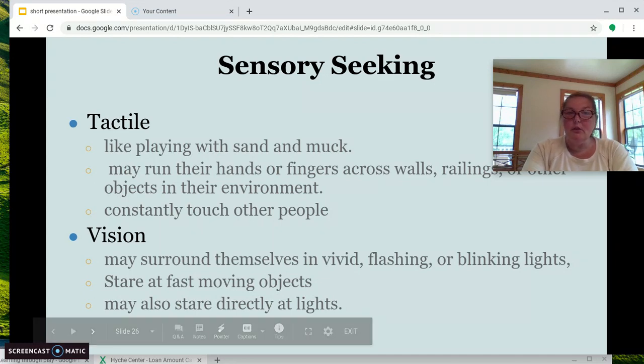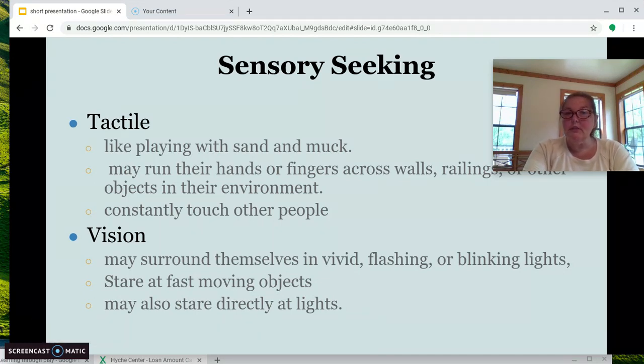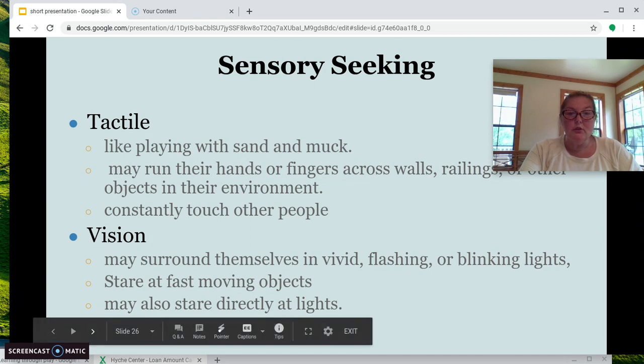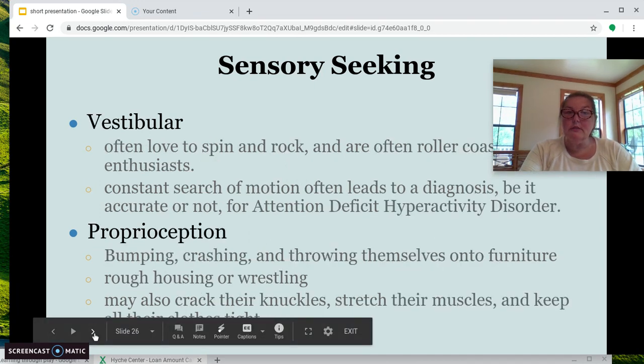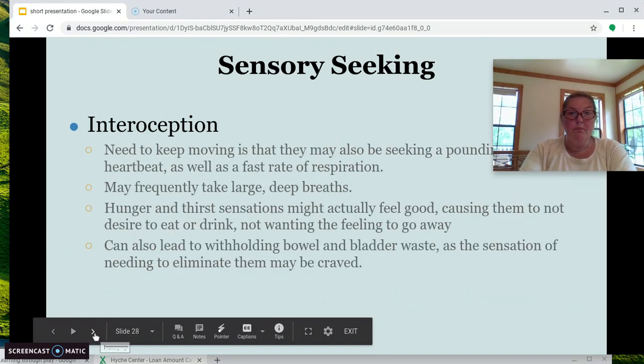Our tactile seekers are our kids who are constantly touching. They run their hands along the wall. They tend to like messy play. Visual seekers, these are our kids who stare at objects and like bright lights. Our rockers and our spinners are our vestibular seekers, and our crashers are our sensory seekers as well.